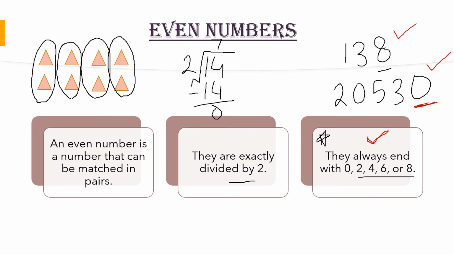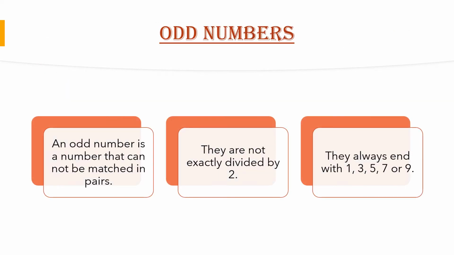Okay, let's move to the next. Odd numbers. Okay, what are odd numbers? Let's read the first point. An odd number is a number that cannot be matched in pairs. It means it is the opposite of an even number. The digits we cannot match into pairs.